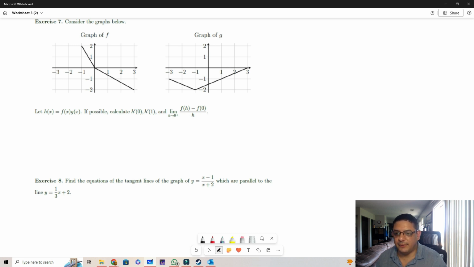So notice that we have an issue when we're approaching 0 with f, because on one side we have a different slope. This slope seems to be minus 2, and this slope here seems to be 1/2, or around 1/2. So it means that the slopes are not going to coincide, and so that means that f prime of 0 does not exist.